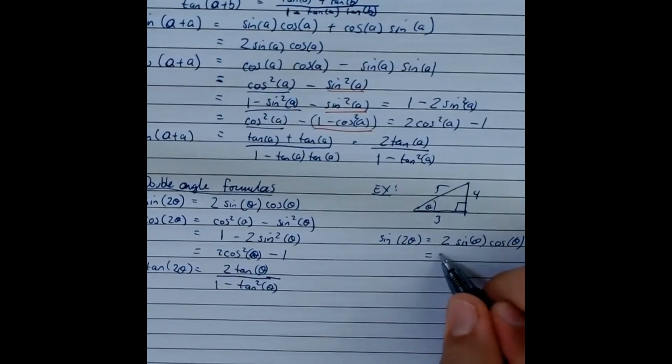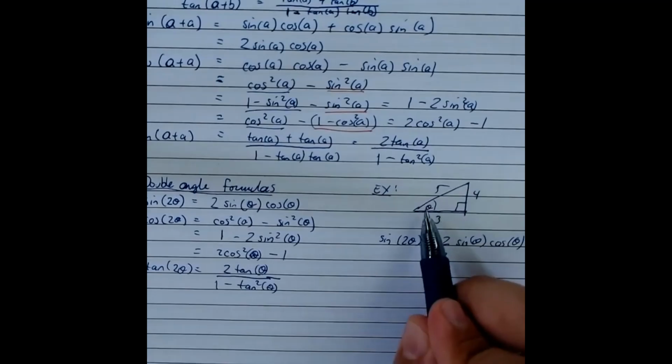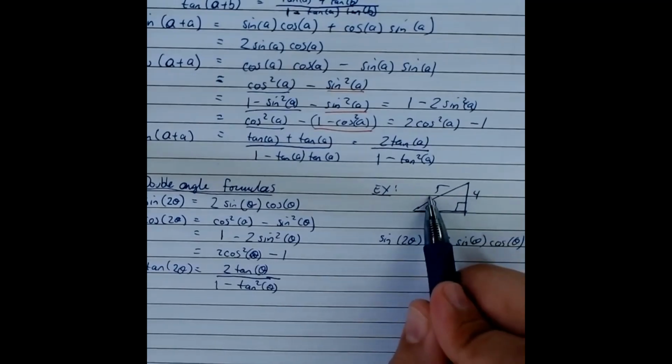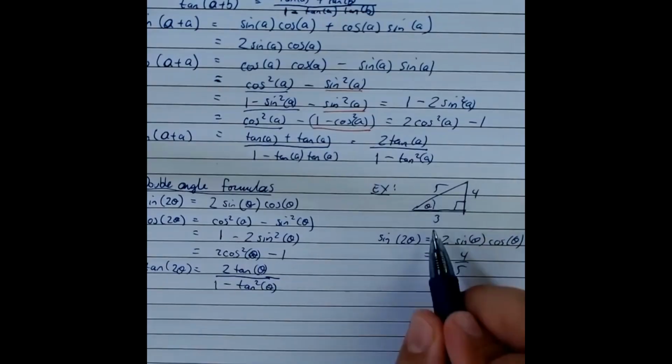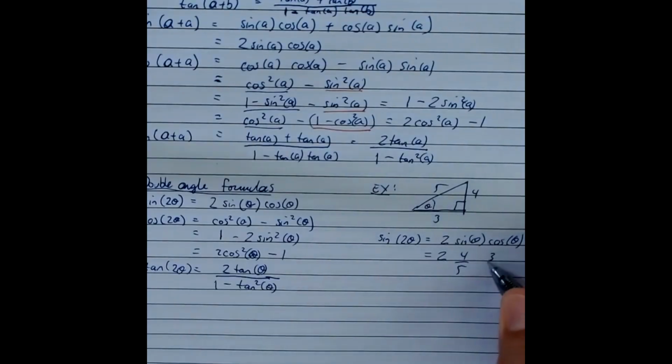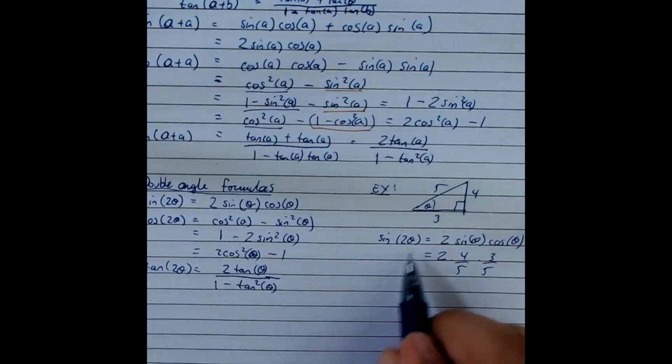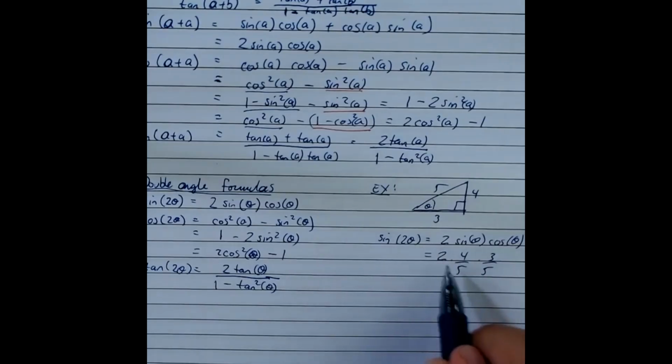Here, 2 is just a constant. I leave it alone. The sine of that theta will be the side opposite over the hypotenuse, 4 over 5. But then the cosine of theta will be the side adjacent over the hypotenuse, so 3 over 5. So if I double the angle, I don't just double the 4 over 5. I double the 4 over 5, and then I multiply by 3 over 5, which would give us, what?